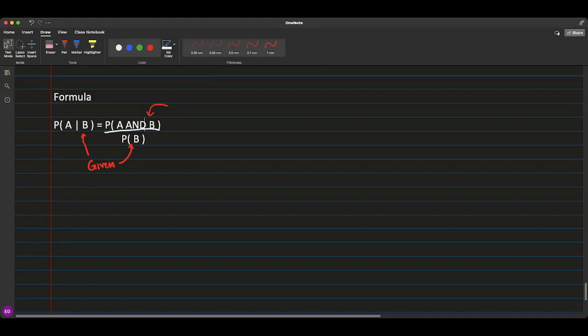So let's do an example of this. Let's do the example with our die. So A is going to be that the sum is greater than or equal to 10, and event B is going to be that the first die is even.